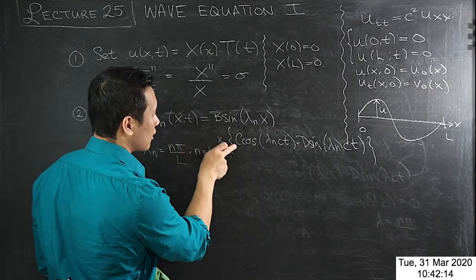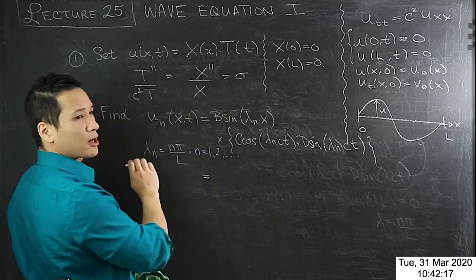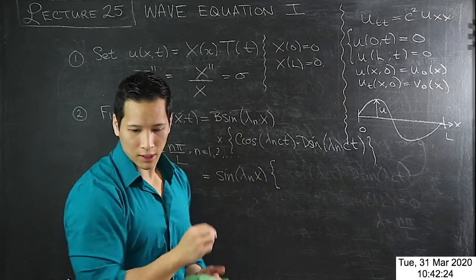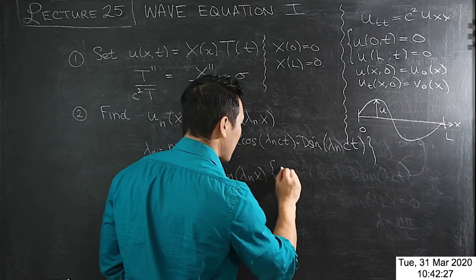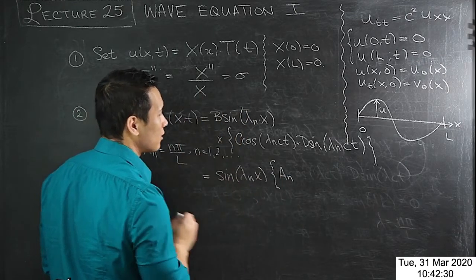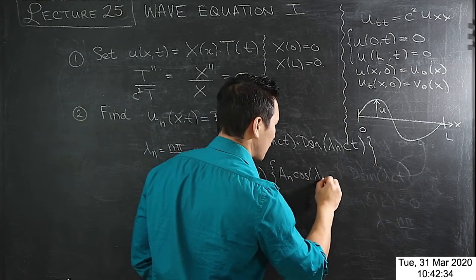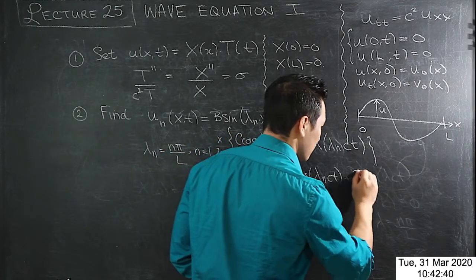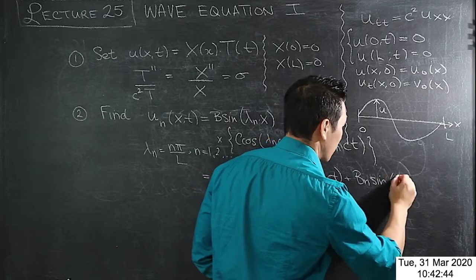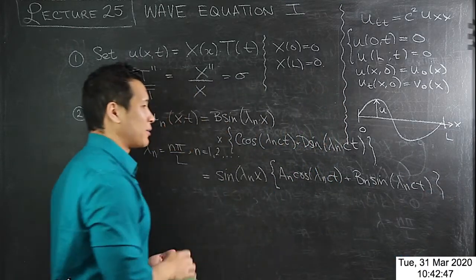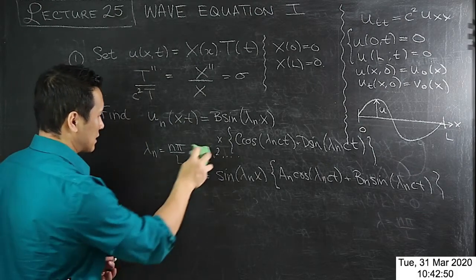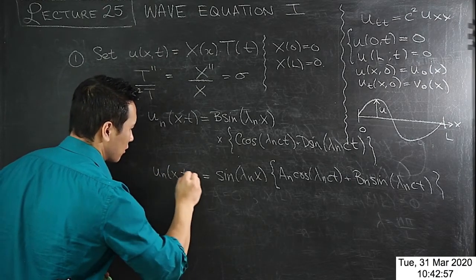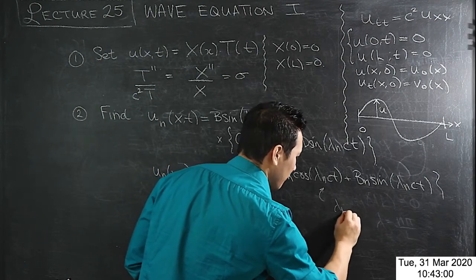So I'm going to call b times c a new constant, because this is just a constant, yes? I'm going to write this as sine of lambda n times x. And then I'm just going to make sure this is the same as in the notes. Okay, so this is going to be an a_n. So I'm going to call b times c a_n, of cosine of lambda n c t, plus b times d to be b_n, just another constant, times that lambda n c t combination. Okay, it's a bit messy, I'll just clean this up a little bit. So this is u_n of x and t. And then you go and you stick your lambda n's here. Lambda n is just n pi over l.